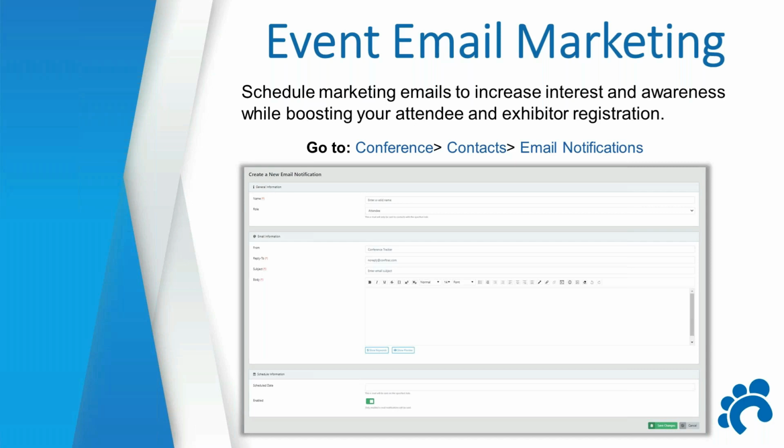And then you're going to be able to schedule marketing emails to potential attendees or potential exhibitors to get them to register. So you're not only going to be able to increase interest and awareness while boosting your attendee and your exhibitor registrations. Now to do that, when you're in the software itself, you just simply click on Conference, Contacts, and Email Notifications. And Garrett is actually going to walk you through this when we get into the software itself. So this is a great tool that will help you communicate with your potential attendees even before they've registered for your event.